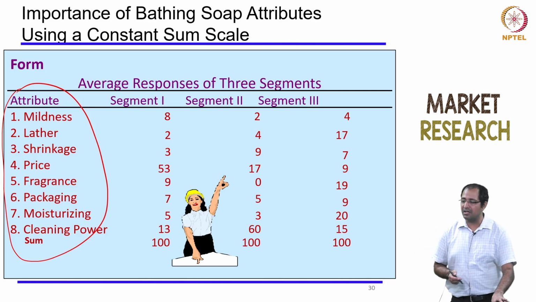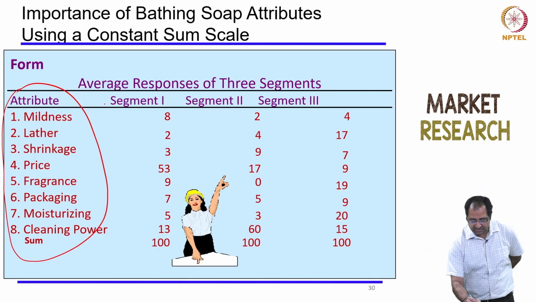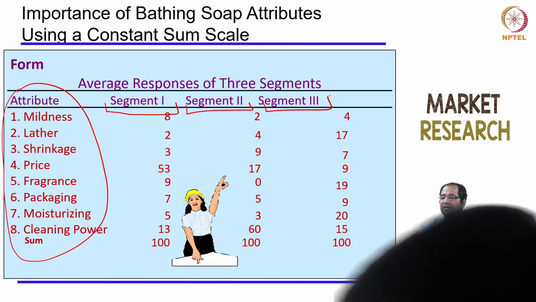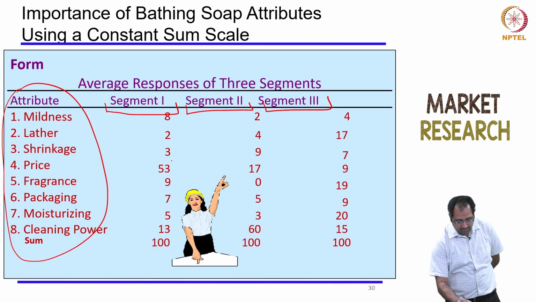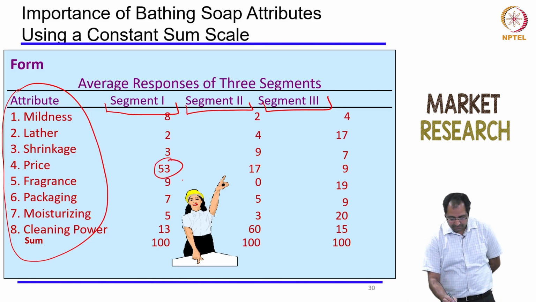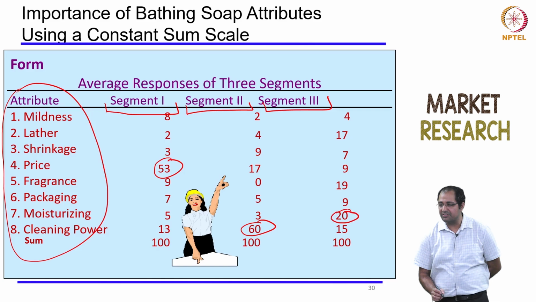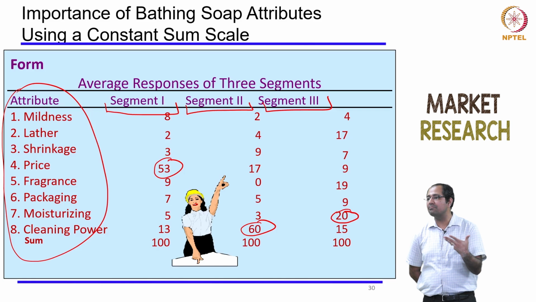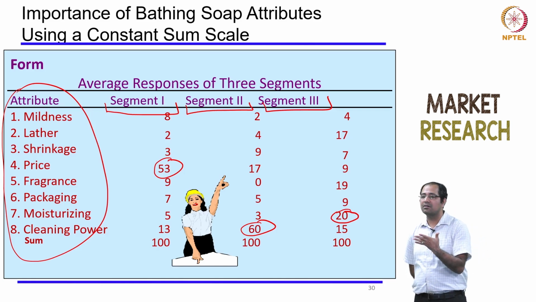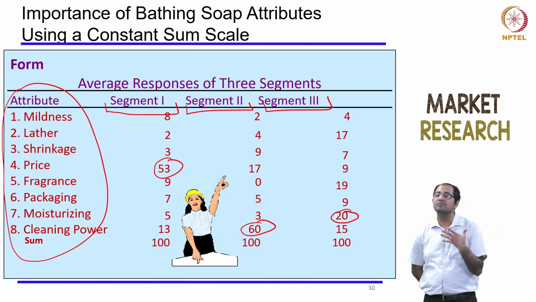Like in this particular method, constant sum scaling, you see there are 3 segments appearing, because these 3 segments, they give different points to the different characteristic. The segment number 1, price matters most to them, to the second segment, cleaning power, and to the third segment, moisturizing. So let's say a company wants to make the face cream or skin cream for adult women 18 plus.